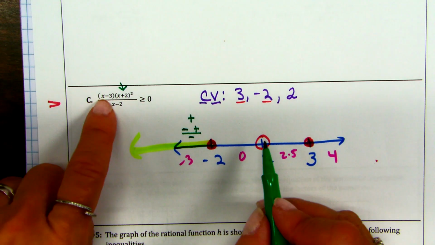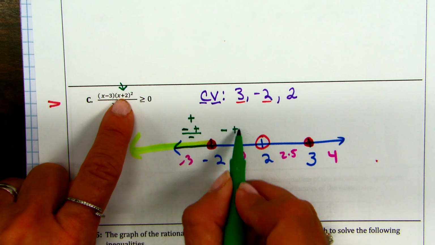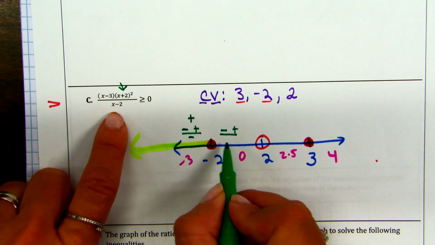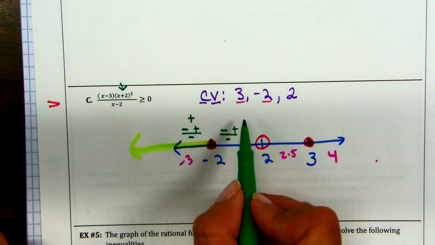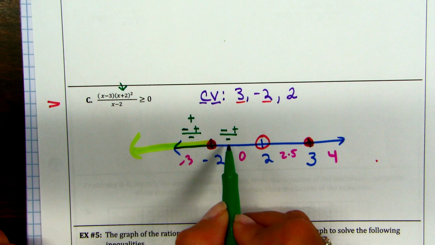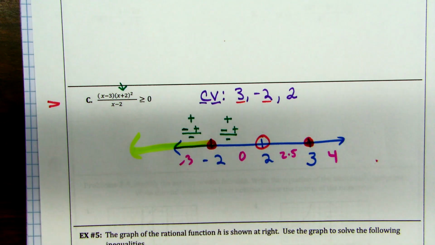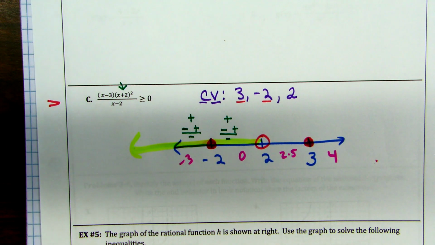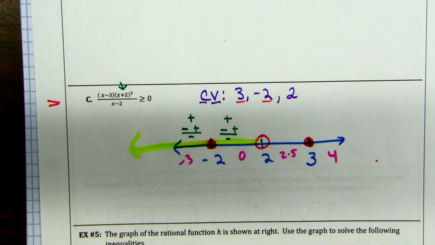Next one. 0 minus 3, negative. 0 plus 2 squared, always going to be positive. 0 minus 2, negative. This will get us a positive. So negative times a positive is negative. Negative divided by negative is positive. So this is also a part of the solution. That can happen. We're used to kind of seeing every other, but it can happen where you have more than one area adjacent to each other.